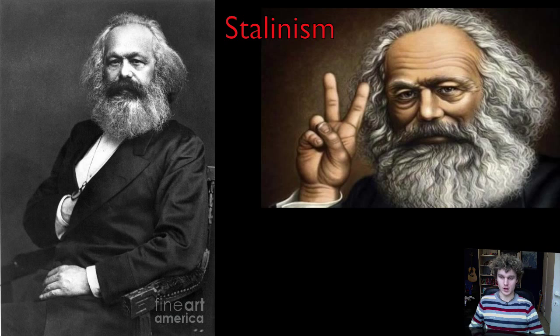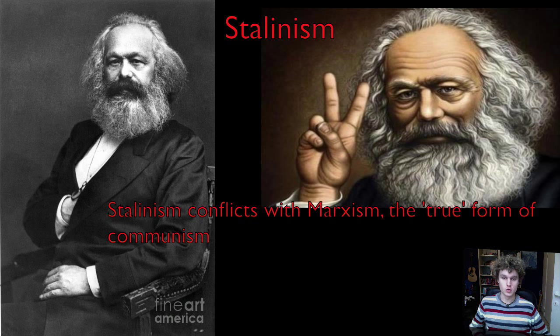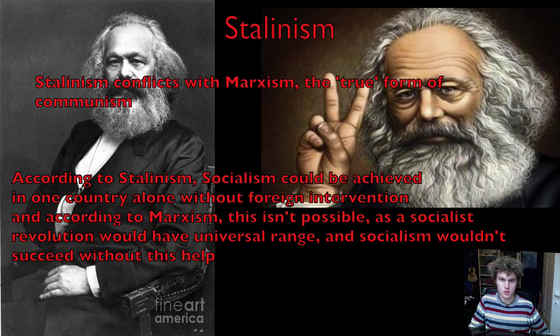Stalinism conflicts with Marxism, which is the original form of communist theory, and they conflict on a very fundamental point. Stalinism said that socialism could be achieved in one country alone without foreign intervention by the working class, whereas according to Marxism, this could not happen. A true working class revolution in a capitalist state would have universal reach, and socialism could not prevail without this help. So they're very different. They do conflict with each other a lot.